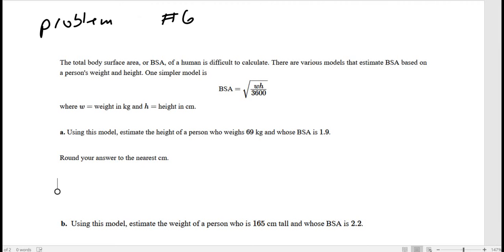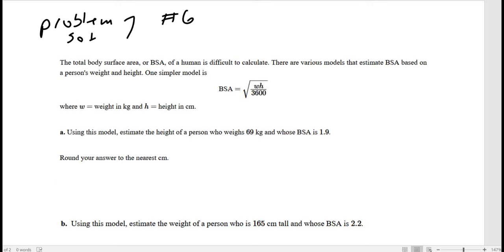Let's see, this is actually from problem set 7, and it's number 6. The total body surface area of a human is difficult to calculate. There are various models. One of the simpler models is this: BSA is equal to the square root of WH over 3600, where W is the weight in kilograms and H is the height in centimeters.